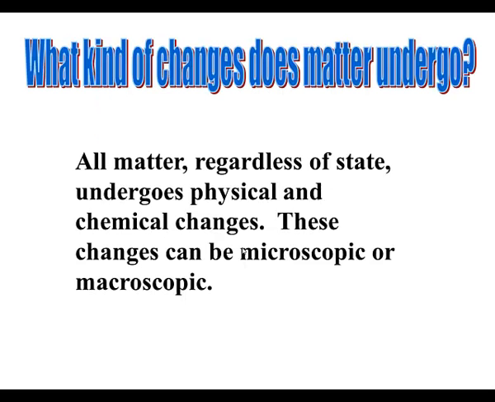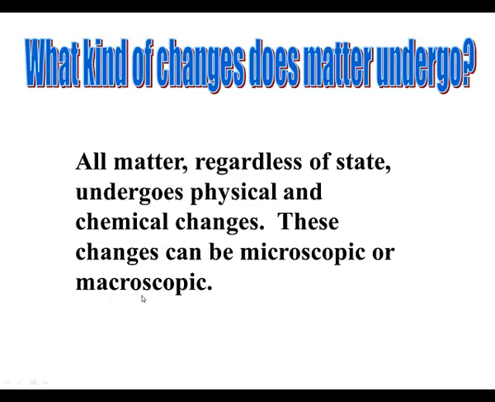Now, what kind of changes does matter undergo? There's the two main types that we're going to be looking at: physical and chemical changes. This idea of microscopic versus macroscopic. Microscopic, that's the things that happen at the atomic and molecular level. We can't see what's going on when things are combining, when atoms are combining to form molecules, and when elements become compounds. We see evidence of that, and that's the macroscopic piece.